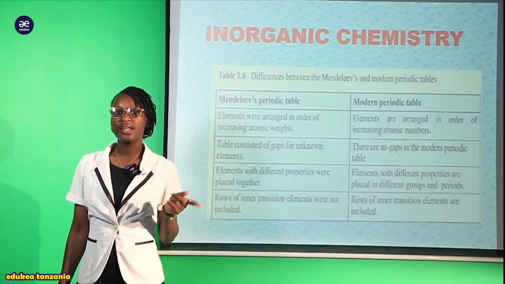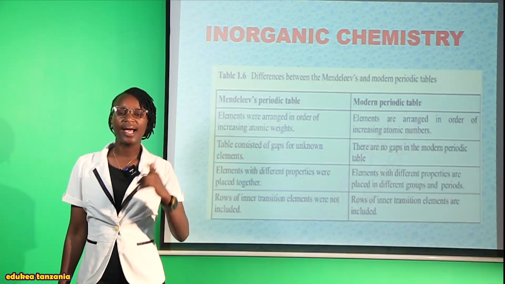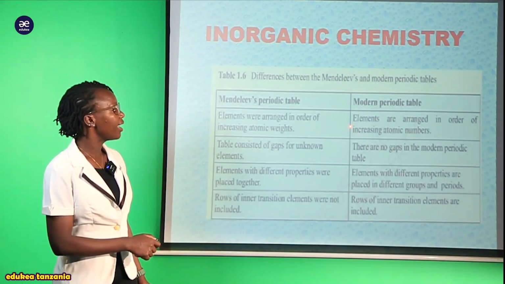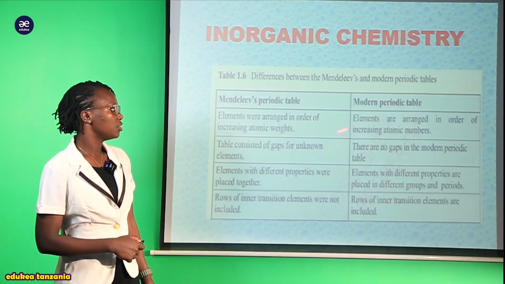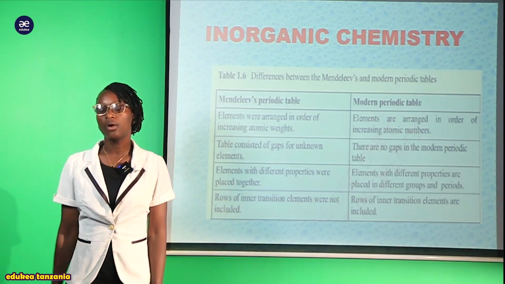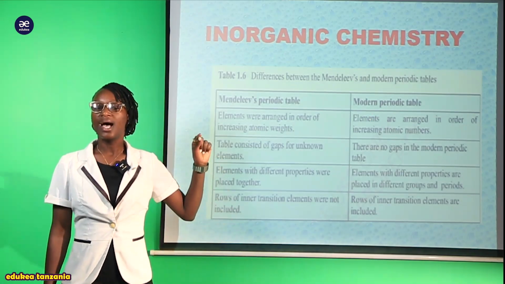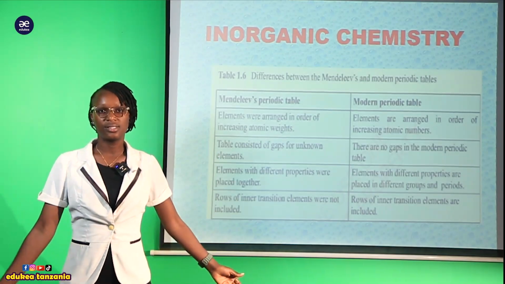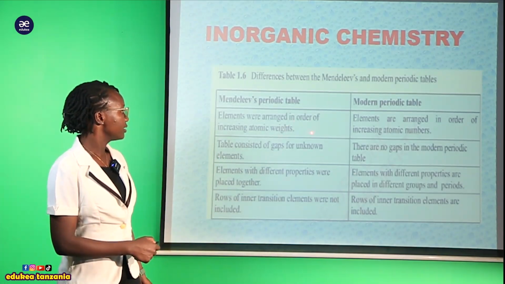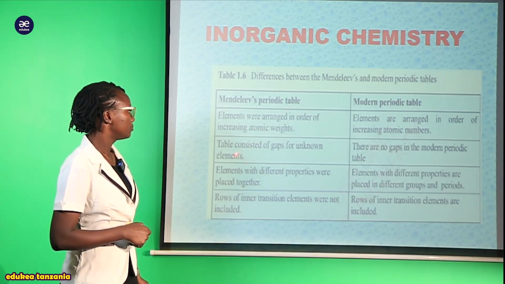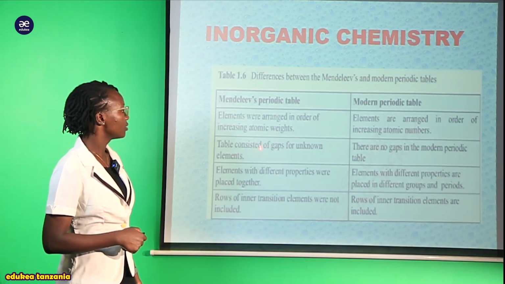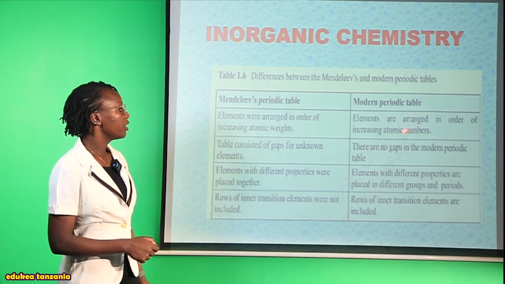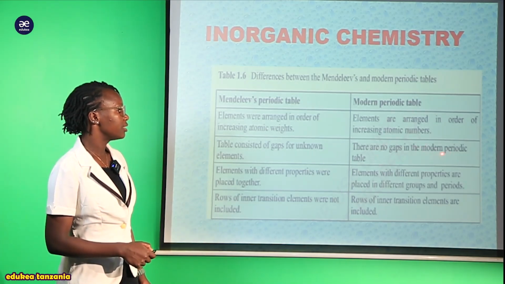Hasa kama huyu Mendeleev aliarrange element kwa kuangalia atomic weight, how about the modern periodic table? Anasema yeye huku elements arranged in order of increasing atomic number. Kwa hiyo huo tayari ni utofauti. Ina maana huyu alikuwa ametumia hiki kigezo, huyu ametumia kigezo kingine. So that's the difference. Another point is Mendeleev's periodic table consisted of gaps for unknown elements. But in the modern periodic table there are no gaps.